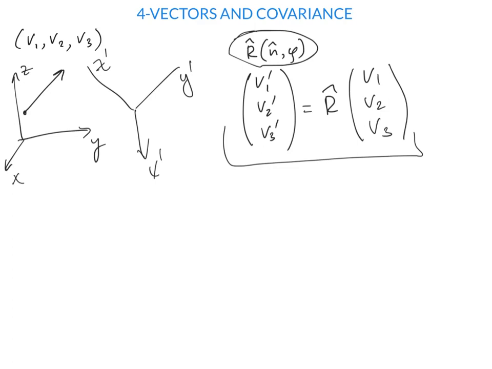Now, the rotations themselves are elements of the rotation group, and the rotation group is the one that leaves the sum of squares invariant. So it's the same no matter how you rotate the reference frame, because it's just the length of the arrow, v squared.